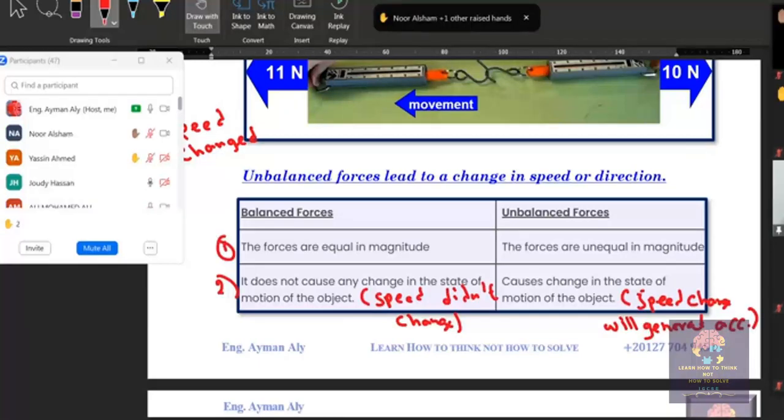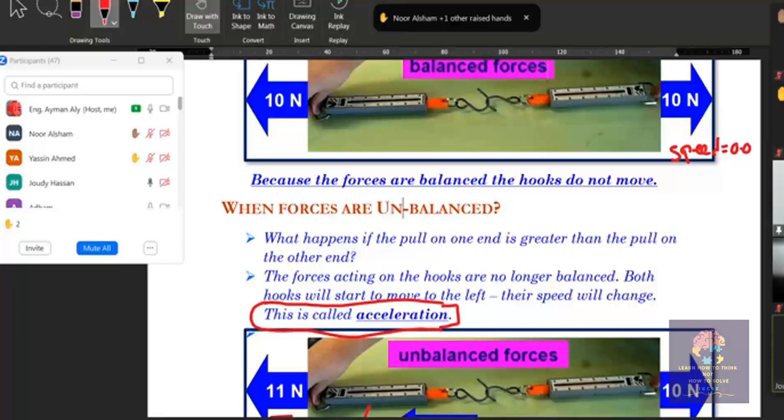The acceleration force that you mentioned, it's not an acceleration force. The force is not acceleration force. When the speed of something changes, as you can see here, in this option I have 11 newtons. So this force will move to the left-hand side. When this part moves, acceleration is generated. Like when they are 10 newtons and 10 newtons, it is balanced. Speed is zero, no acceleration. When they are different, speed changes.